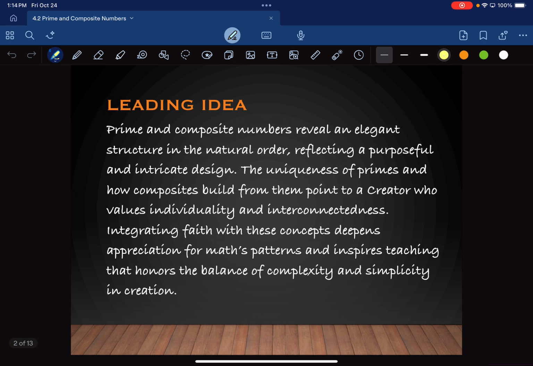Let's do our leading idea first. Prime and composite numbers reveal an elegant structure in the natural order, reflecting a purposeful and intricate design. The uniqueness of primes and how composites build from them points to a creator who values individuality and interconnectedness. Integrating faith with these concepts deepens appreciation for math patterns and inspires teaching that honors the balance of complexity and simplicity in creation. Let's pray.